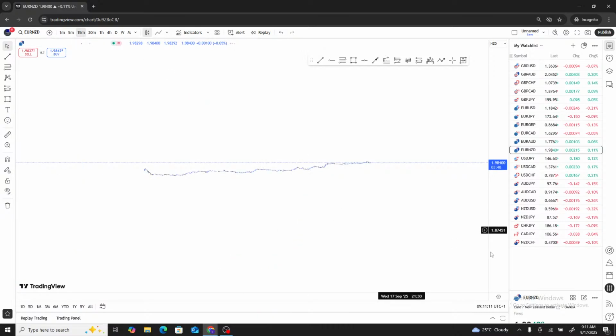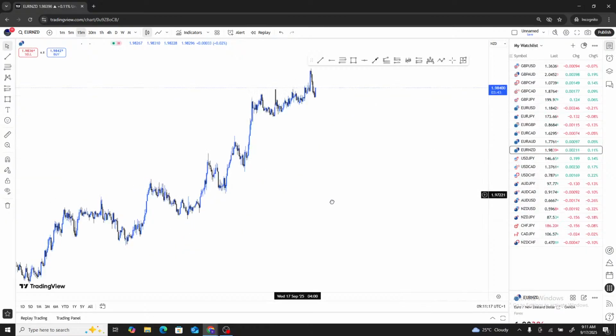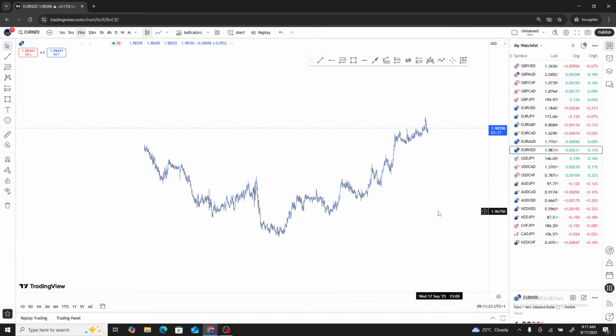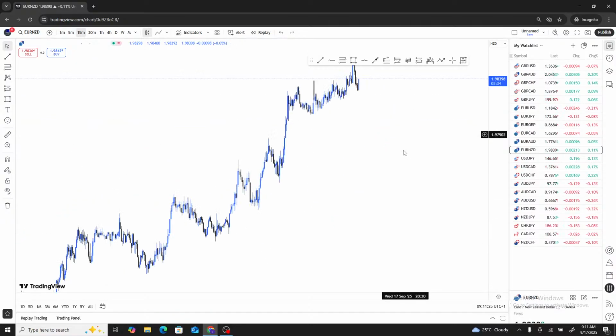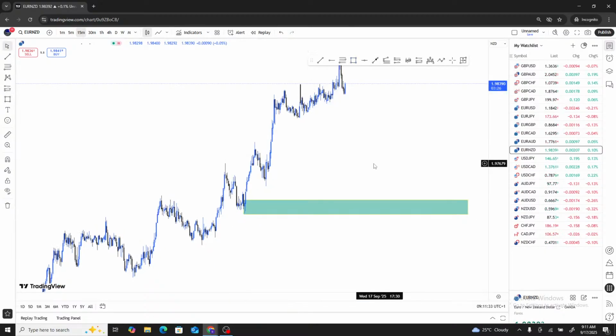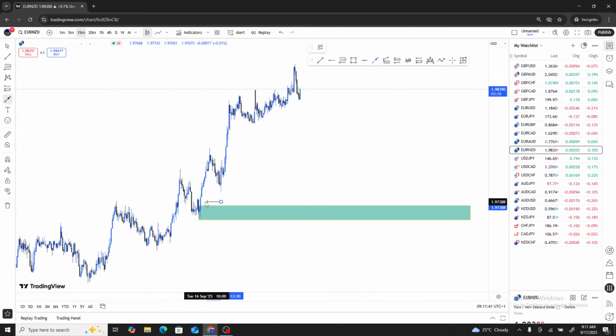So we look at this. You can see series of higher highs and higher lows to the upside. You can as well take this trade from levels like this, buying at a discounted level. We have imbalance. We have liquidity.